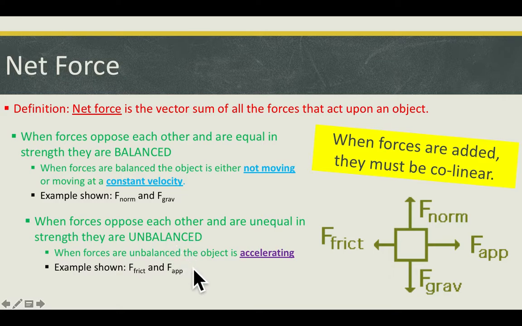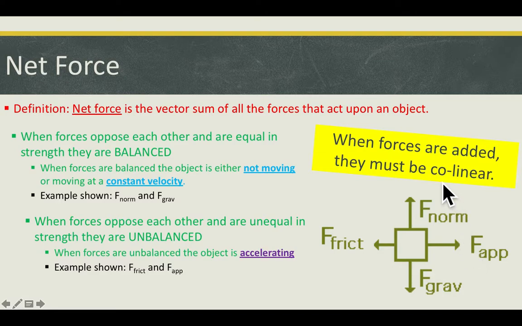When forces are unbalanced, it's actually easier. In this next bullet, when forces are unbalanced, the object will accelerate in the direction of the net force. If we look side to side here and compare the applied force to the friction force, the applied force is larger. When we add these two together, we end up with a net force in the direction of the applied force. That means this force diagram shows an object that is accelerating in the direction of the applied force, since the net force will be in the direction of the applied force.